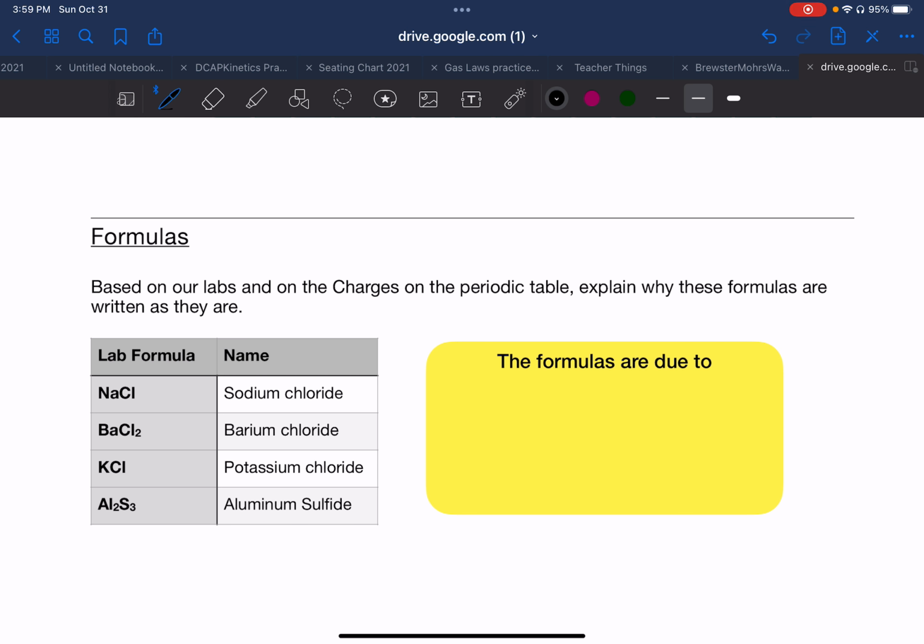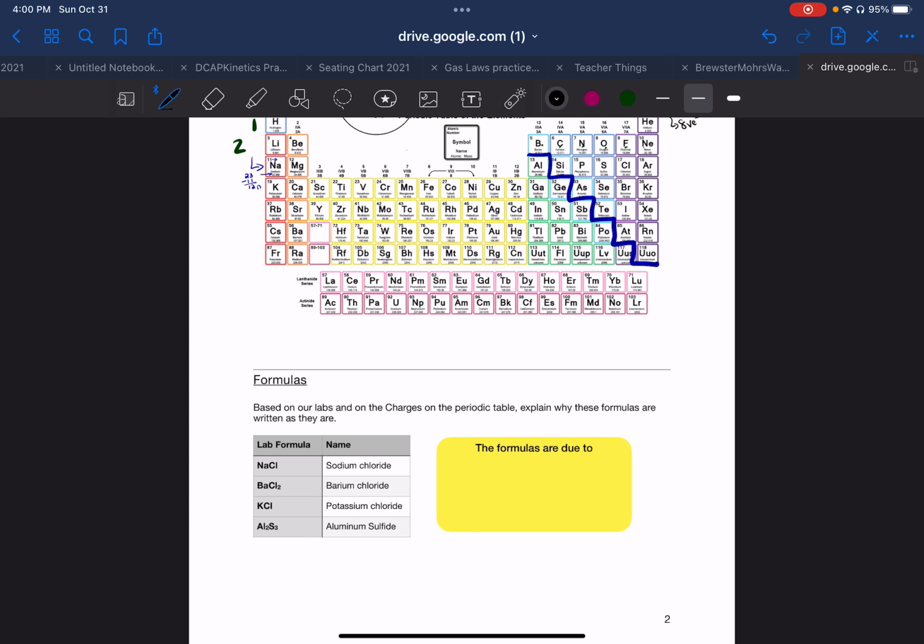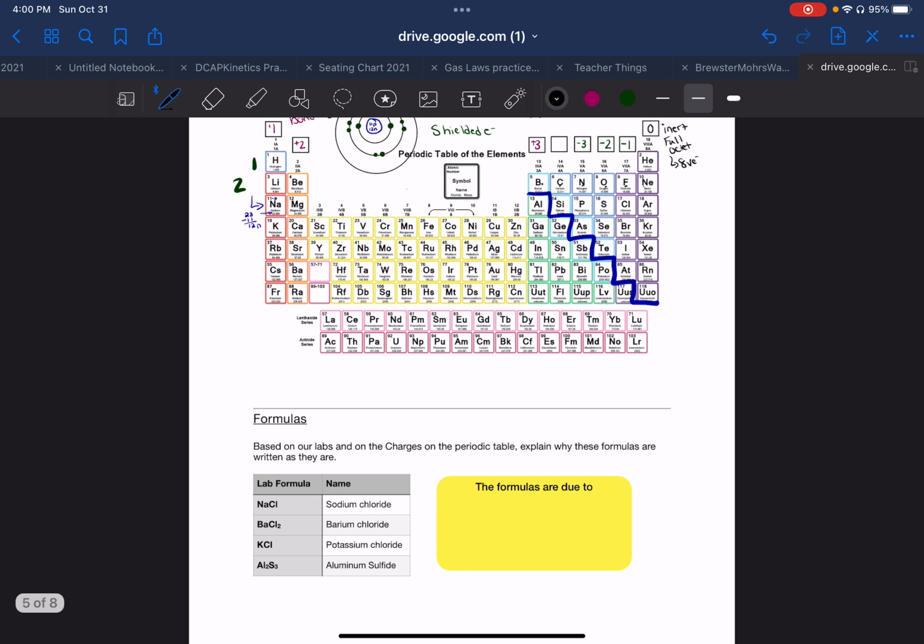I took common formulas we had in our lab, and I'm asking you to look at the formulas, look at the name, and explain why the formulas are written as they are. So here I have sodium, and I have a periodic table on here for a reason. I want you to look at where sodium is. Okay, so here's sodium. Here's chlorine. Why do I get sodium chloride in this formula for it?